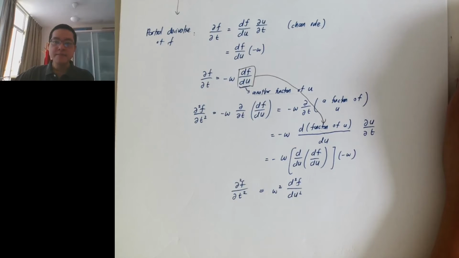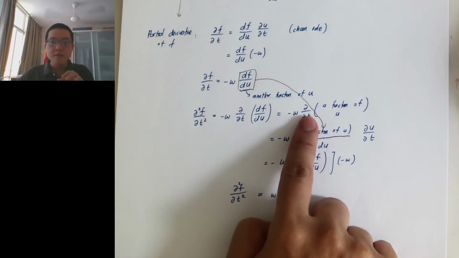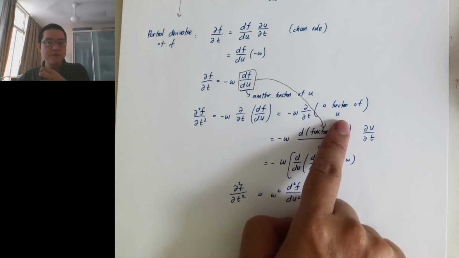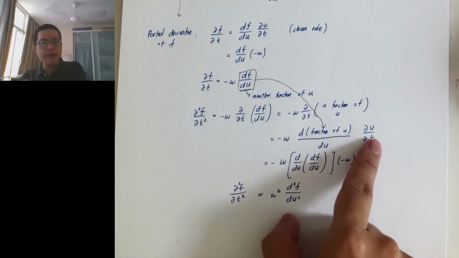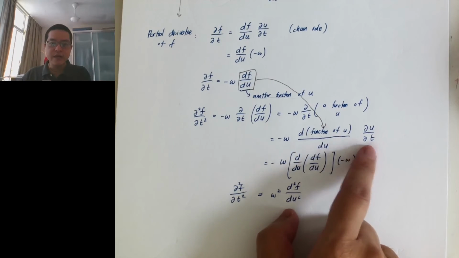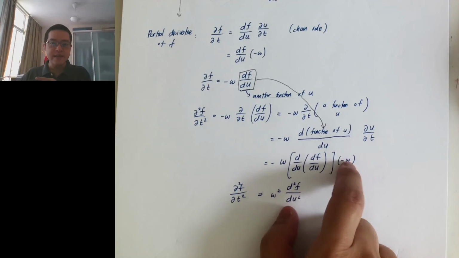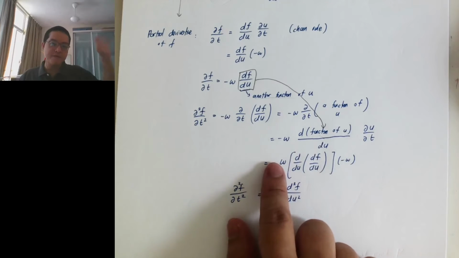Because I'm differentiating with respect to t again, but this is a function of u. So chain rule a second time. That's why I got this thing, and this thing is negative omega. And this one came from the first time differentiating.